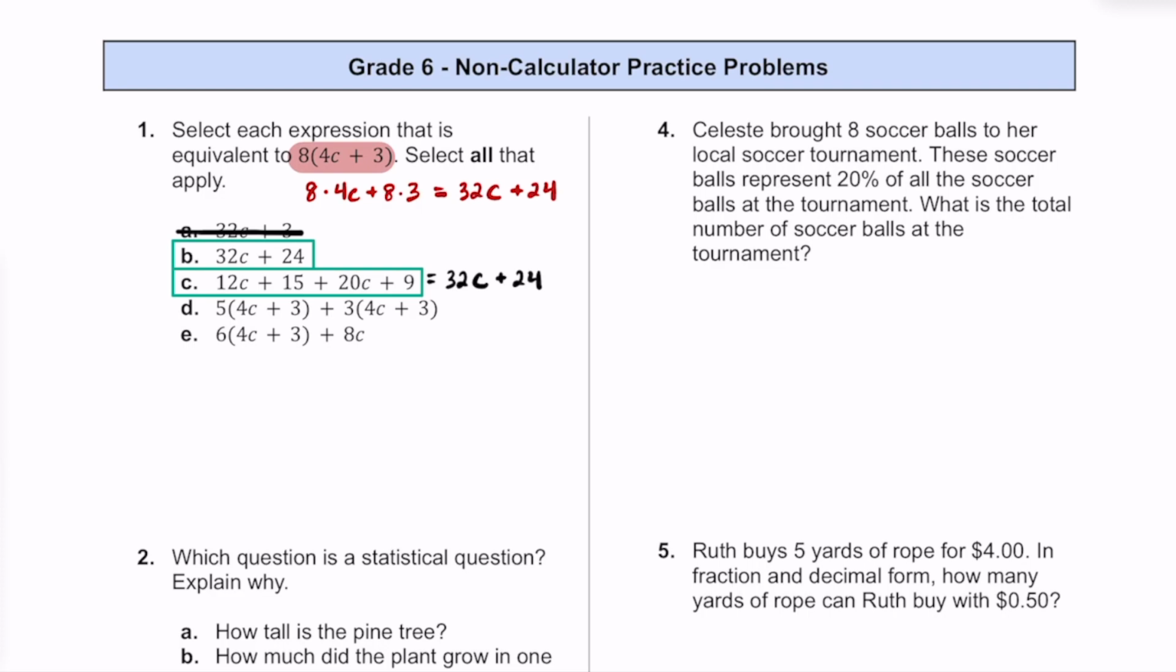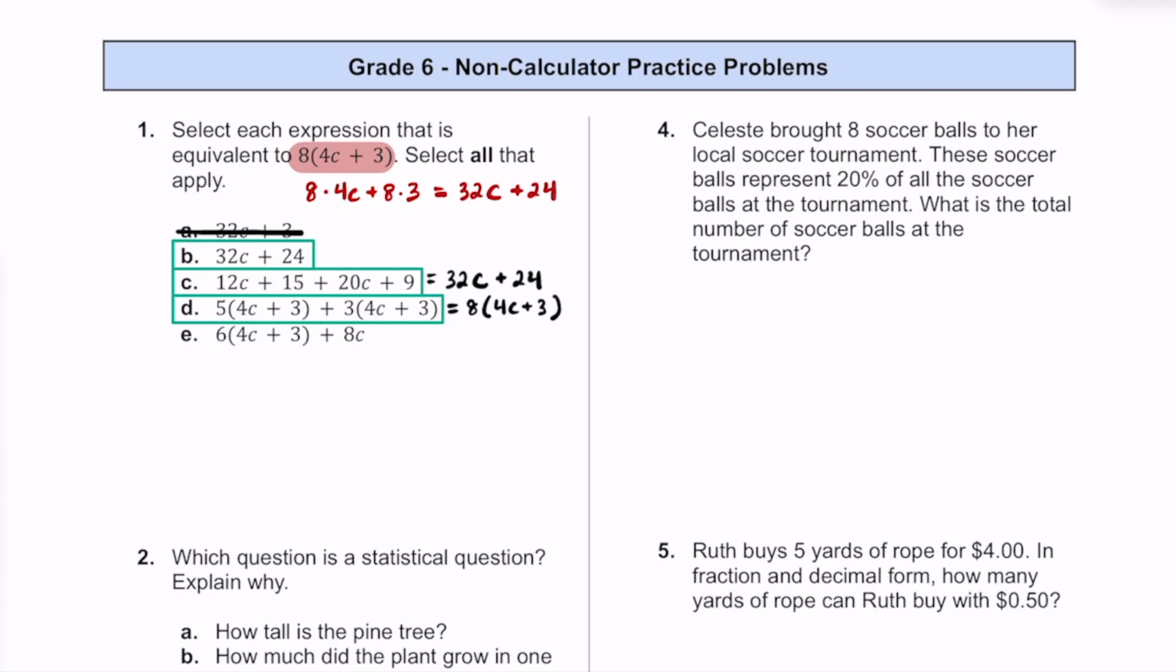For answer choice D, it looks like we have 5 of these 4c plus 3, and we have 3 more of these 4c plus 3. If we have 5 of the same thing plus 3 of the same thing, essentially that's saying we have 8 of the same thing, right? So we have 8 of these 4c plus 3s, and you can see that is actually the same exact expression that we had over here. Now, if you wanted to distribute over here and distribute again, you could do that and then combine like terms, but we're going to get the same expression. So based on that logic, answer choice D is also going to be an equivalent expression.